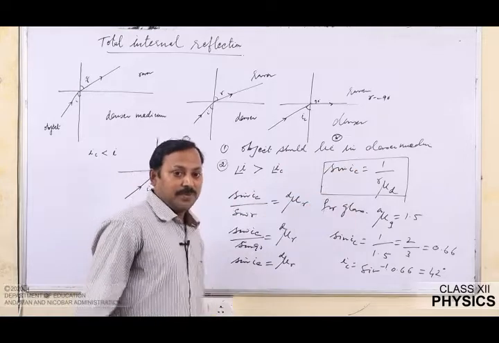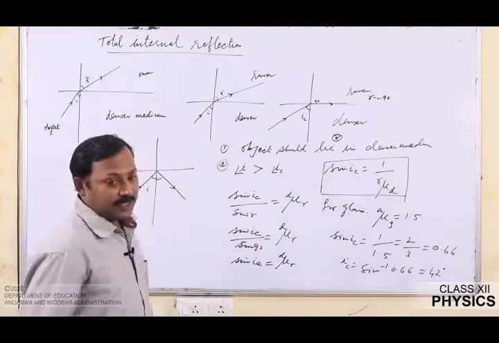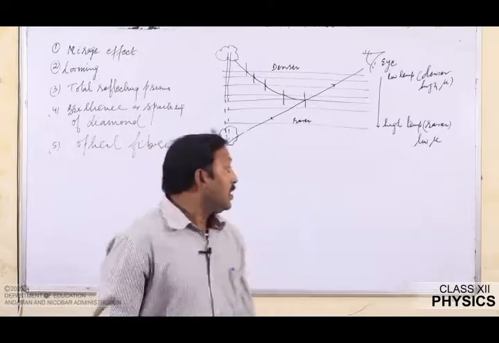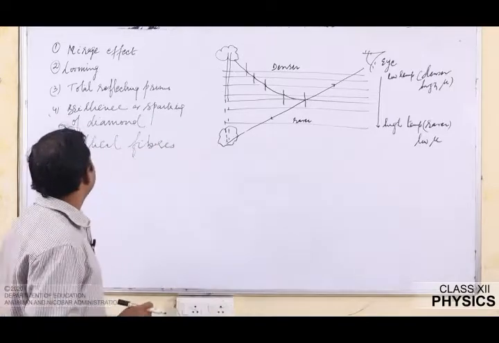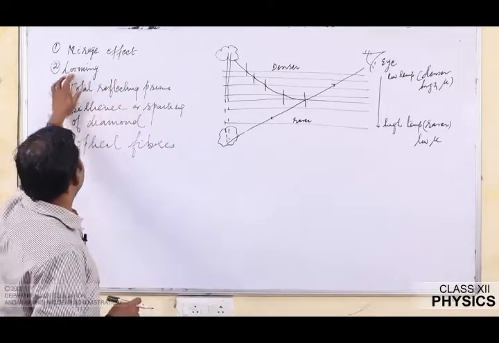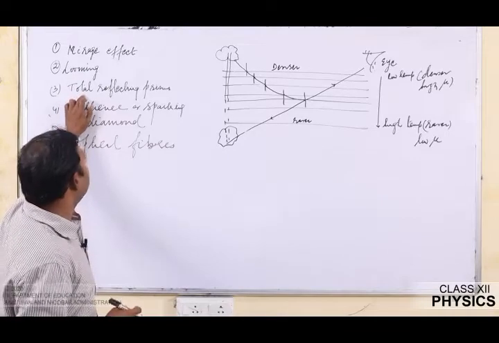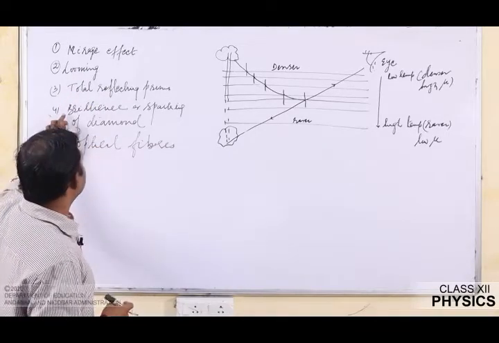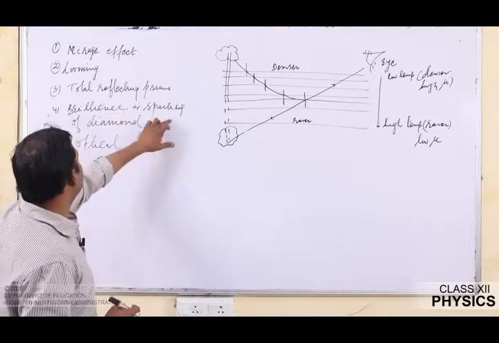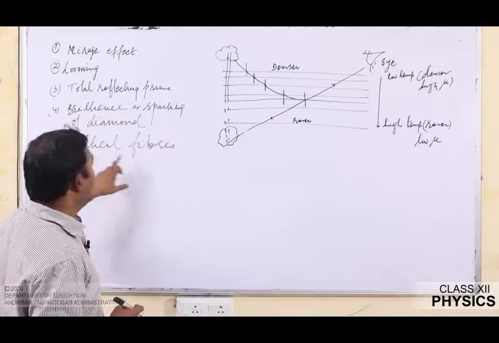Now, we will see some examples related to total internal reflection. There are a few examples. First one, the mirage effect. Second, looming. Third, total reflecting prisms, the prisms which work on the principle of total internal reflection. Fourth, the brilliance or sparkling of a diamond. Fifth, the optical fibers.